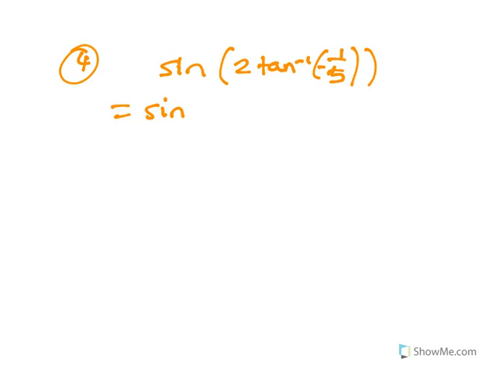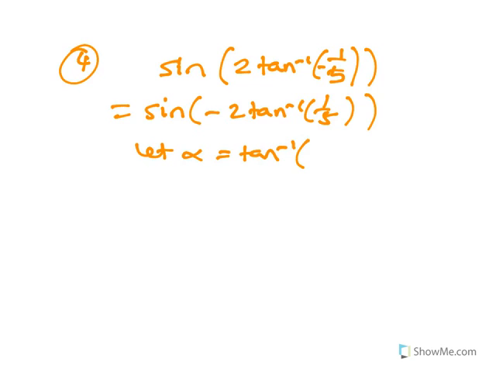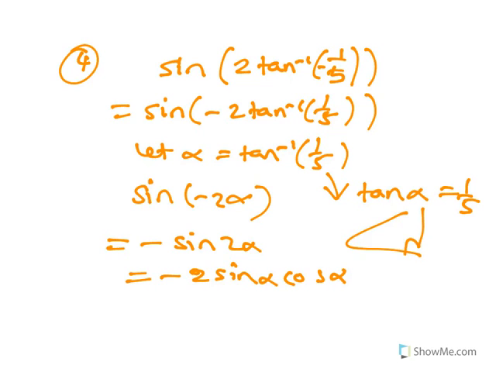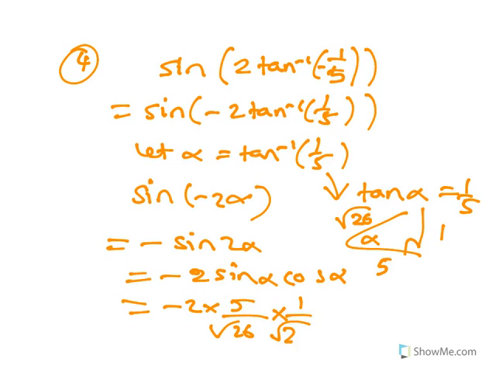Okay, so this one's very similar. Sine of minus 2 tan the minus 1 of 1 on 5. Let alpha equal tan the minus 1 of 1 on 5. So it's sine of minus 2 alpha, which is minus sine 2 alpha, which is minus 2 sine alpha cos alpha. Now tan alpha is 1 on 5, so that's 1 on 5, and the hypotenuse would be root 26. So it's minus 2 times 5 on root 26 times 1 on root 26, which is 10 on 26, or 5 on 13.